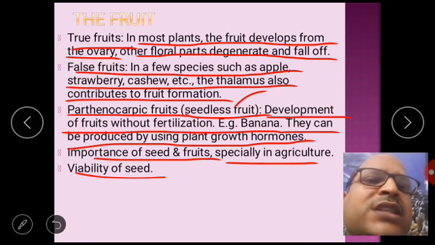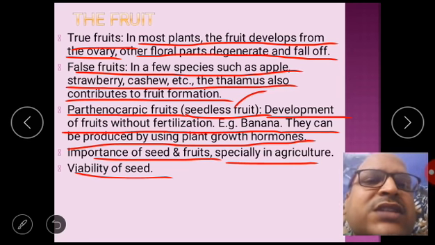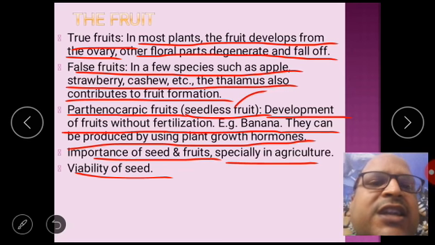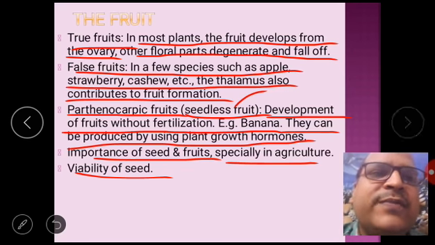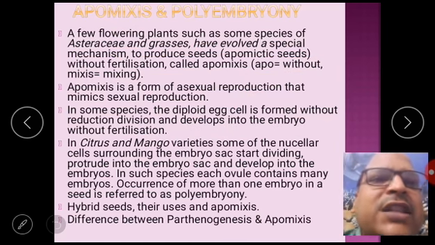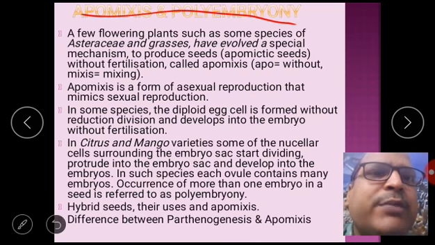Now, viability of seeds. Just like the viability of pollen we have seen, we have to see the viability of seeds also. Seeds will be viable up to a certain extent, at a particular temperature and particular moisture content, and so on. Various factors are responsible for this. Now, this is the last slide of this lecture: apomixis and polyembryony.